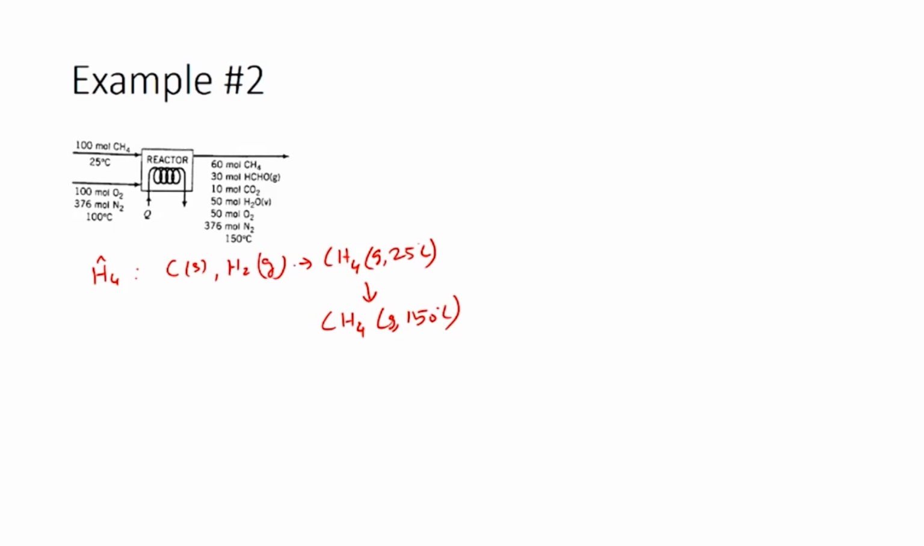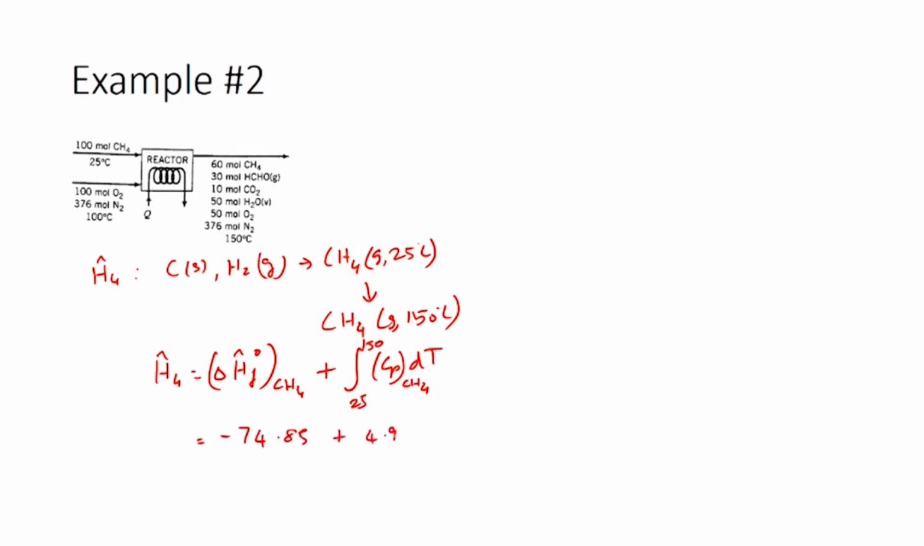So, you have two steps. The first one is the heat of formation, and the second step is the heating of methane from 25 to 150. Your H4 cap basically has the standard heat of formation for methane as the first step, plus the integral of Cp dT, where you use the Cp of methane gas and heat it from 25 to 150. Using the Cp value from the table and the heat of formation, you have minus 74.85 plus 4.9, giving you H4 cap as minus 69.95 kilojoules per mole.